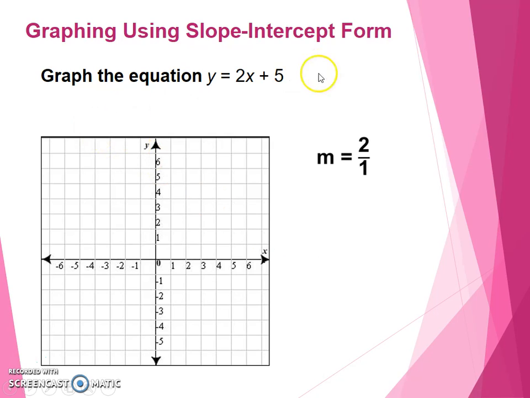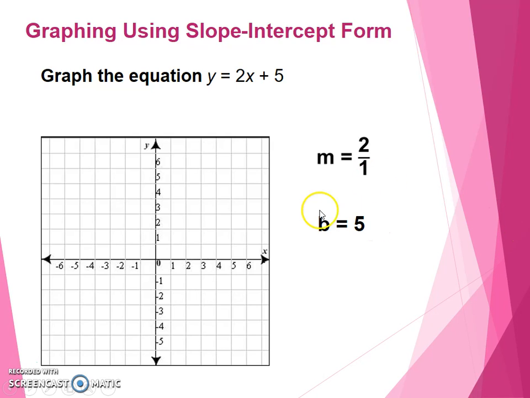For the slope though, let's think of that as a ratio, right? I can always make a number a fraction by thinking of it as a number over 1. So slope becomes 2 over 1. My y-intercept was going to be 5. And it's important to think of our slope as a ratio so that as we make our movement to our next point, we have both numbers, a rise and a run.